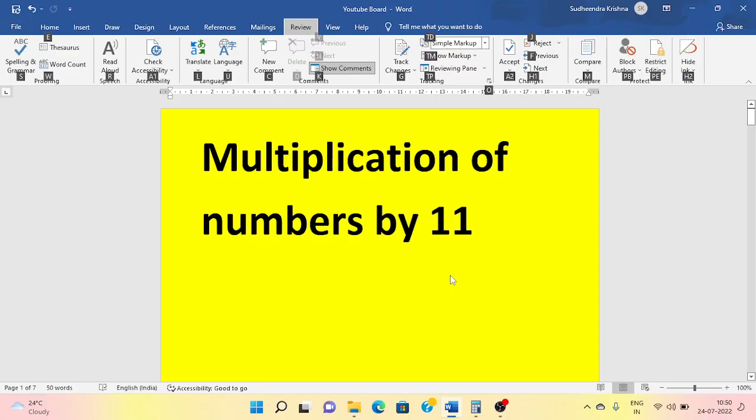Today I have come up with a trick by using which you can do complex calculations with super fast speed. So let's start the session. So today in this session I will first show you how to multiply numbers by 11. So let us start with a simple example.